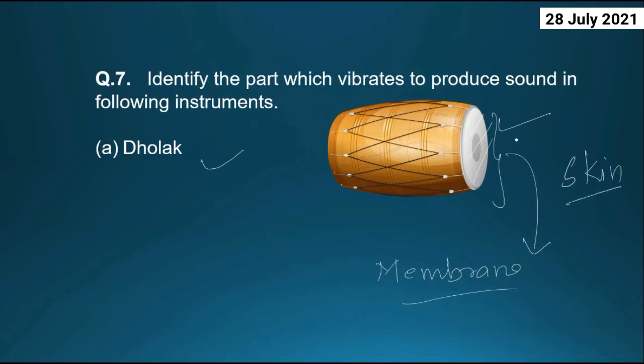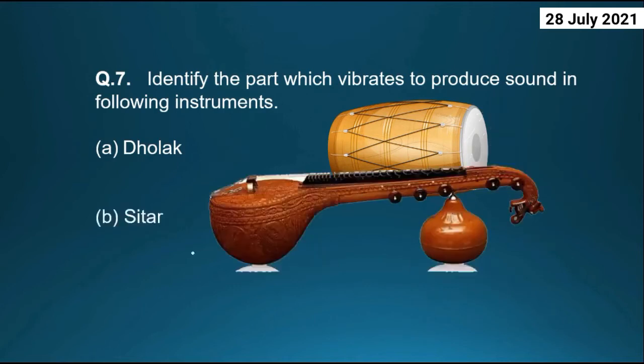So when you hit on this, it will vibrate, and inside air also will vibrate, but initially we are applying force on this. So this is what is vibrating, right? So in the first option, the answer is membrane. Okay, next one given is sitar, right? So what will be there in the sitar now? There will be a string here, correct? So musicians tap on the string and that will vibrate. So the answer can be string.